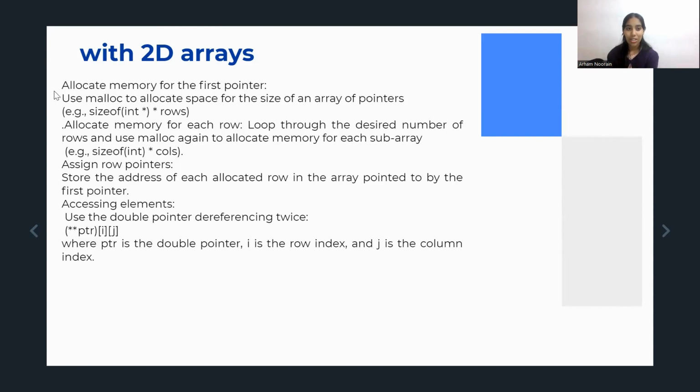With 2D arrays, for allocating memory for the first pointer, we can use the malloc function to allocate memory as the size of an integer pointer. We can write the size over here. Allocating memory for each row: loop through the desired number of rows, calling malloc again to allocate memory for each sub-array. Assign row pointers, which store the address of each row. And for accessing elements, we use the pointer and dereference it twice, where pointer is a double pointer, i is the row index, and j is the column index.